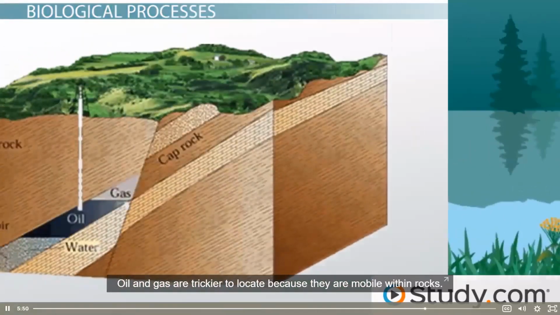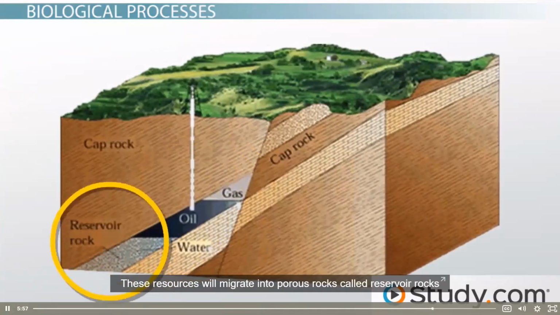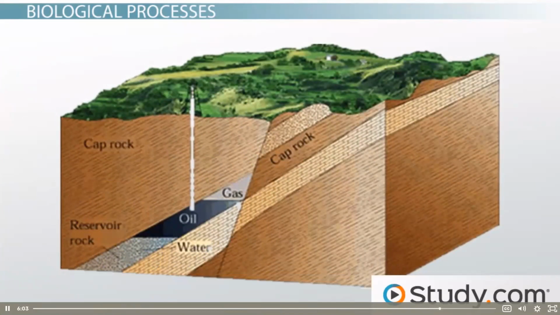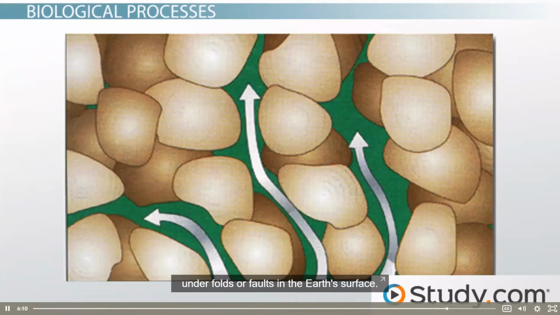Oil and gas are trickier to locate because they are mobile within rocks. These resources will migrate into porous rocks called reservoir rocks that are surrounded by some impermeable barrier, such as a non-porous rock layer. Oil and gas deposits can commonly be found trapped beneath impermeable layers under folds or faults in the Earth's surface.